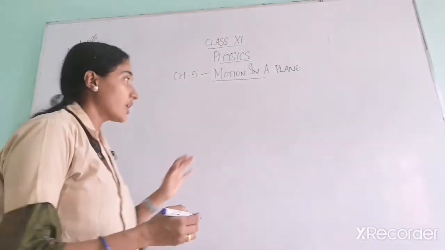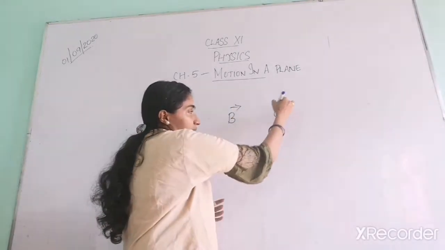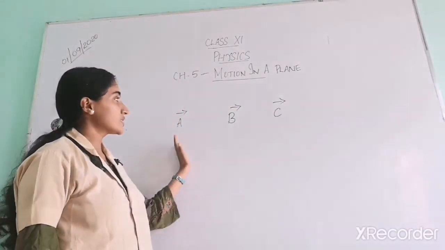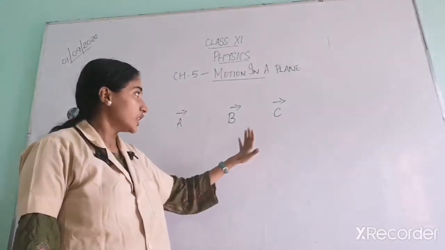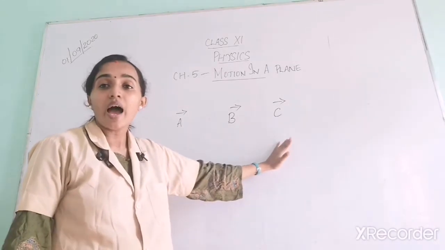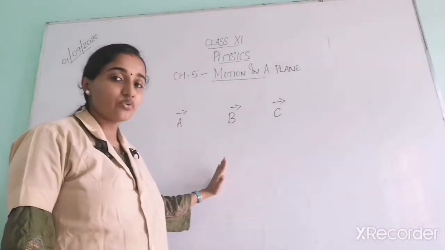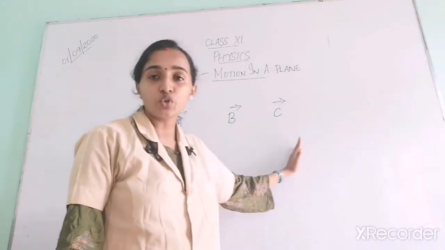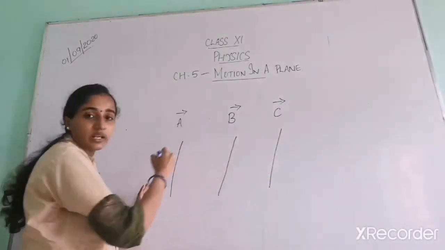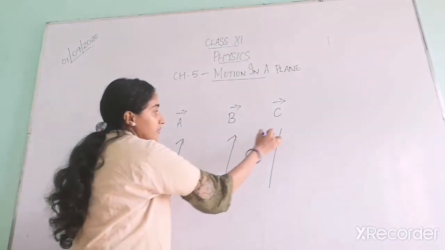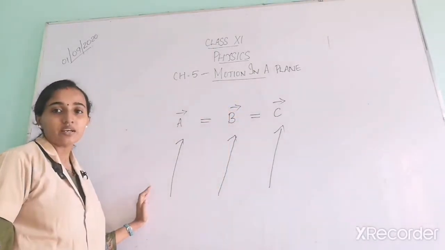Now suppose you have three vectors, vector A, vector B, vector C. These vectors A, B, C are said to be equal, that is, equality of vectors, if all three have the same magnitude and the same direction. So equality of vectors means two or more vectors are equal if and only if they are equal in magnitude and in the same direction. So you can write A is equal to vector B is equal to vector C.